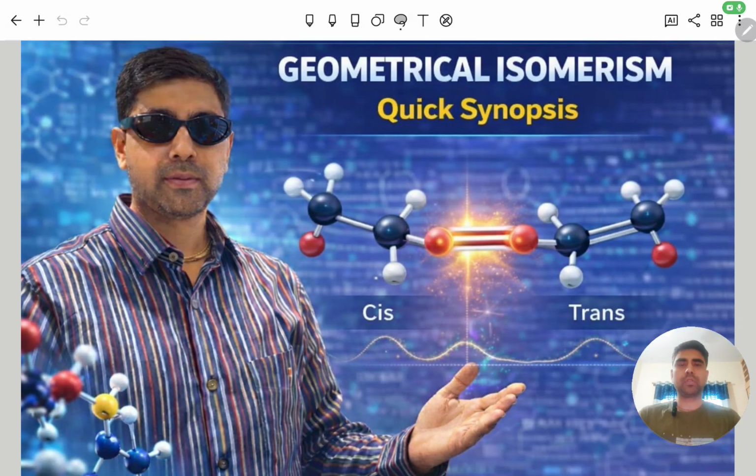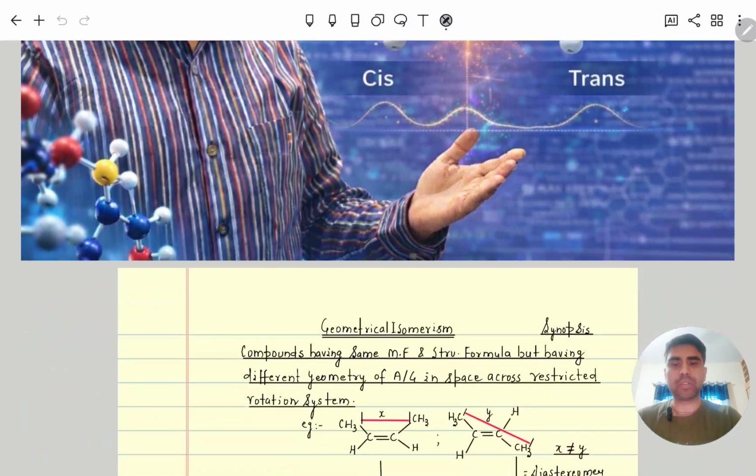Hello everyone. Welcome to this geometrical isomerism synopsis. Geometrical isomerism means having the same molecular formula and same structural formula, but different geometry. So let's start with all types of geometrical isomerism.